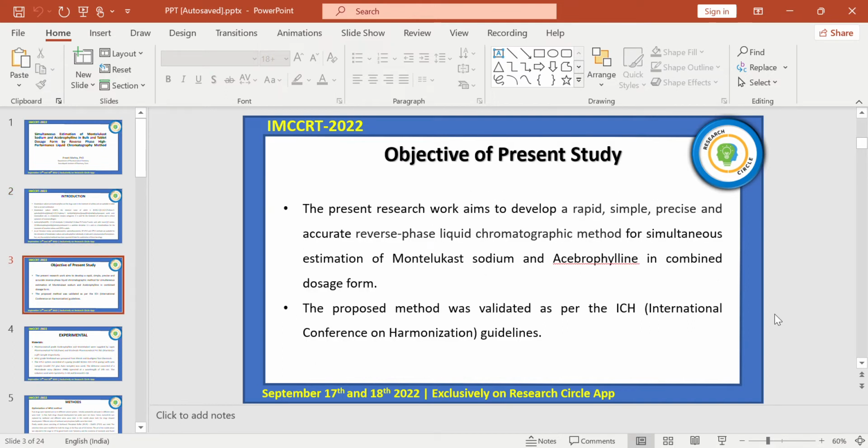So, the objective of the present research work is to develop a rapid, simple, precise and accurate reverse phase liquid chromatography method, that is RP-HPLC method, for simultaneous estimation of Montelukast sodium and Acebrophylline in combined dosage form and to validate this method as per ICH guidelines.